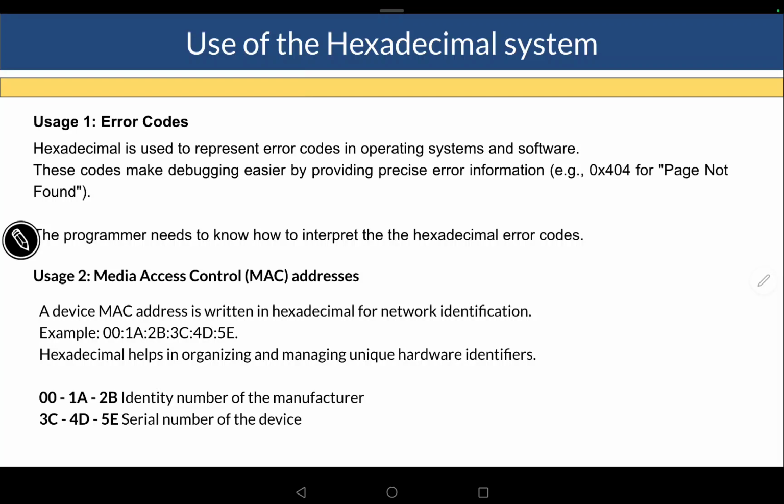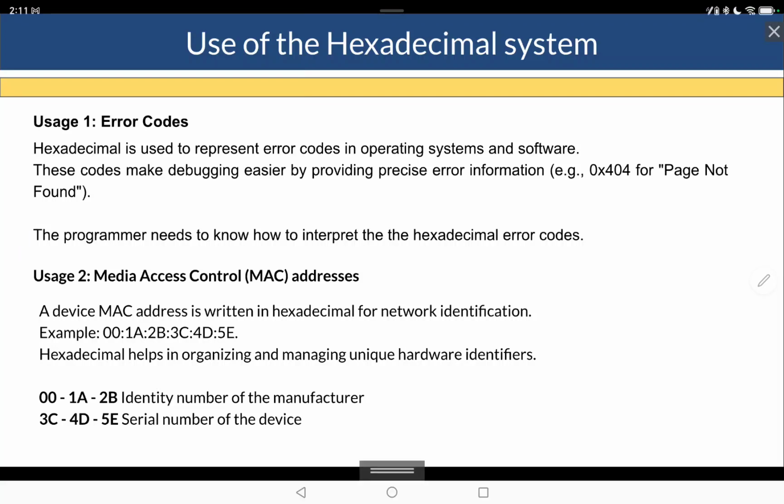So a MAC address is an address that is given to a device on a network. It is used to uniquely identify a device on a network, and it is written in hexadecimal. So here is an example of a MAC address. The first part of this MAC address tells us the manufacturer of the device, while the second part of the MAC address tells us the device ID.